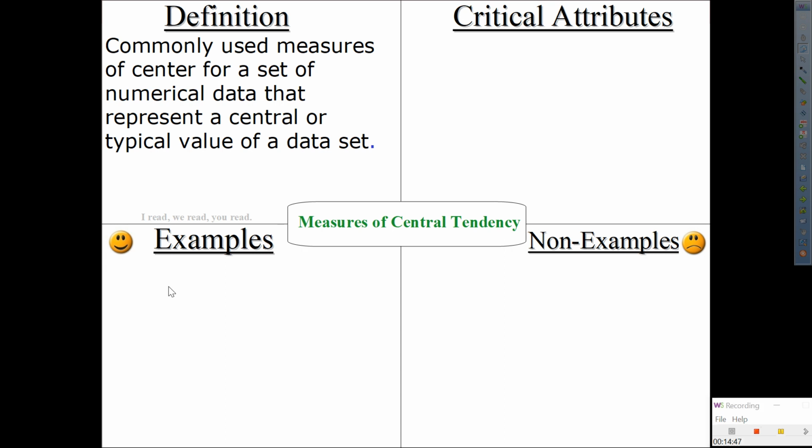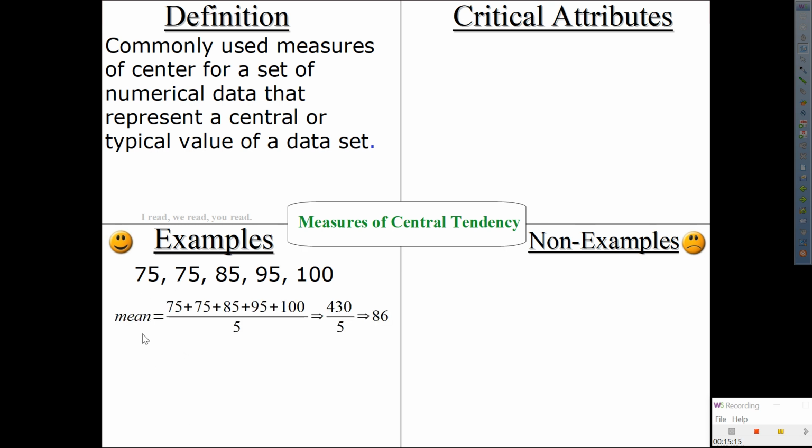So write these numbers down: 75, 75, 85, 95, 100. That is not a measure of central tendency. What we're going to use is data from there in order to make observations from it, okay? So once again, those numbers are not the measure of central tendency. However, we're going to use three measures. Ready? Here we go.